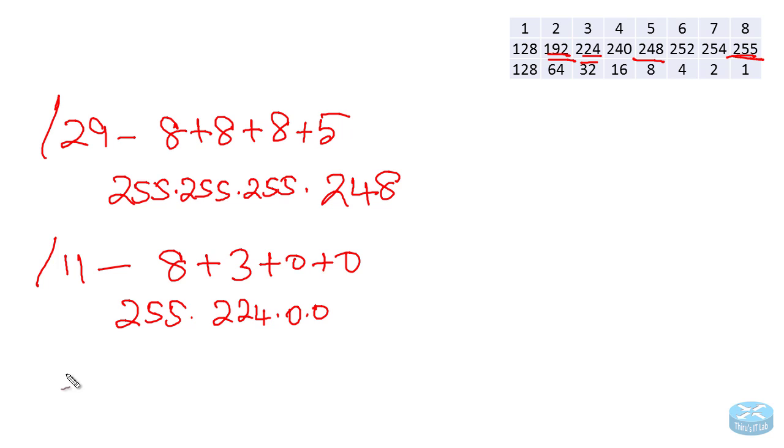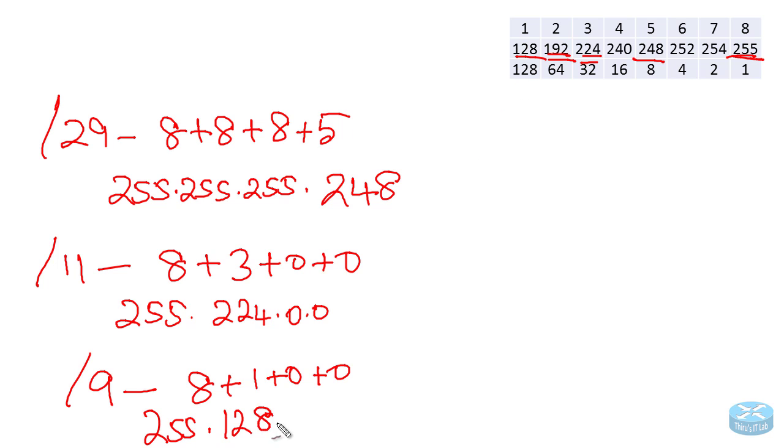Let's say 9 bits on, /9. How can we write it? 8 plus 1 plus 0 plus 0. So 8 is 255, and 1 bit is 128 here. 255.128.0.0.